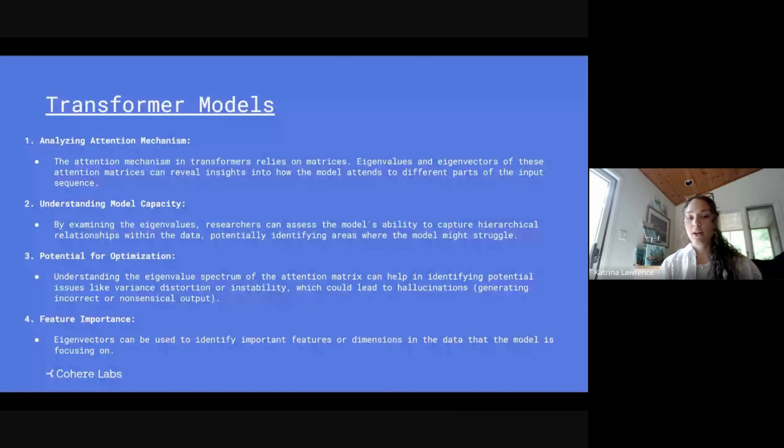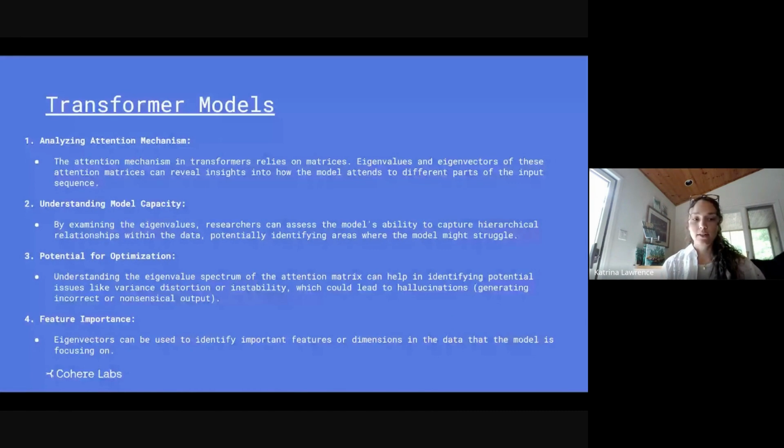So understanding your eigenvalues and vectors can actually help you identify these issues, which could lead to hallucinations. And hallucinations are a big problem for language models, so this is great. It helps you tighten the reins on your models and prevent these hallucinations. And the last point I put out here is that they can help for feature importance.